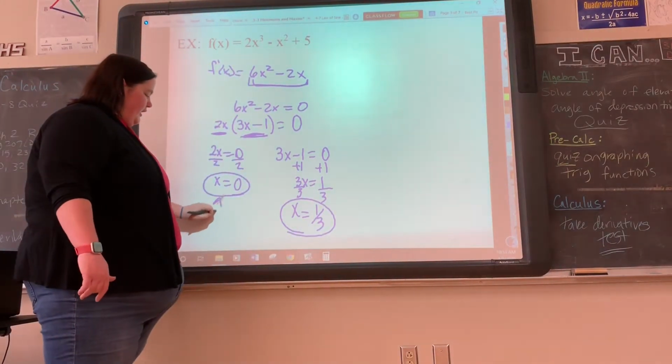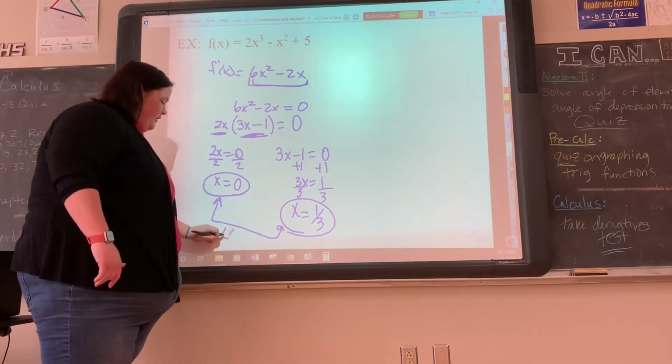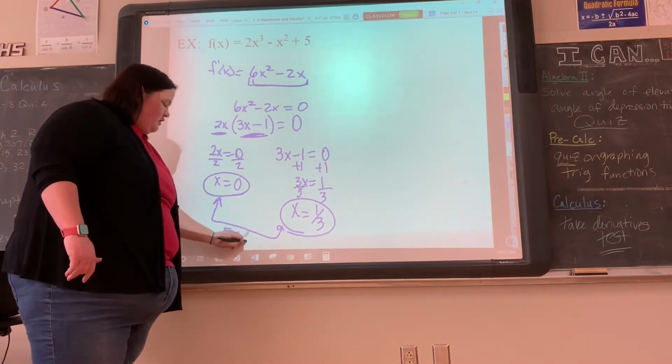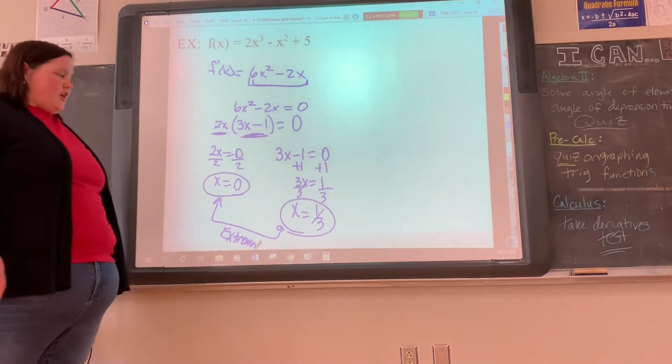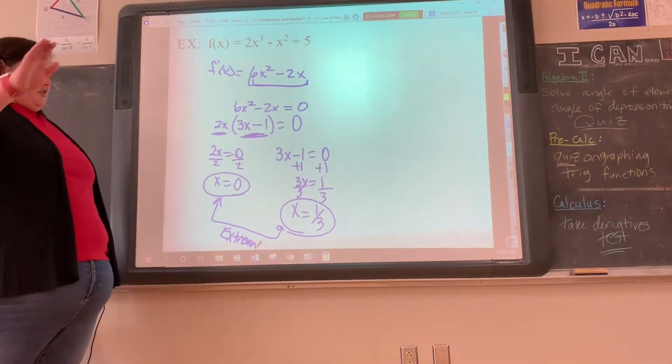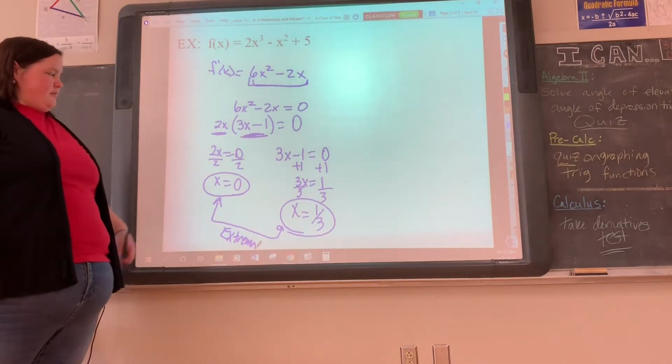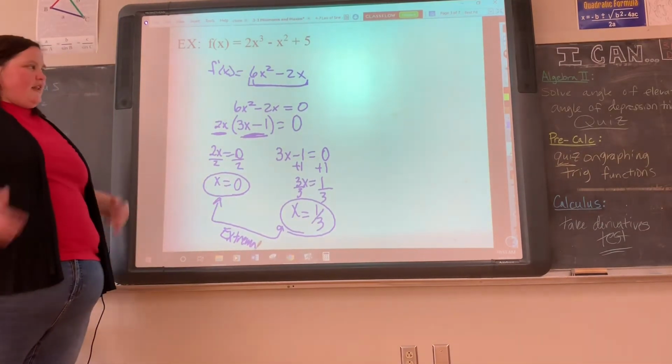So both of these would be where the extrema occur for that function. So both of those have a slope that's 0. There's a slope of 0 at 1/3, and there's a slope of 0 at 0. And that's all I want you to find.